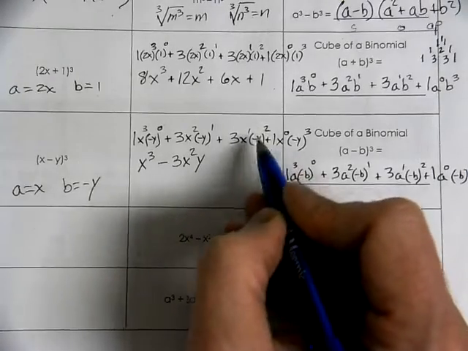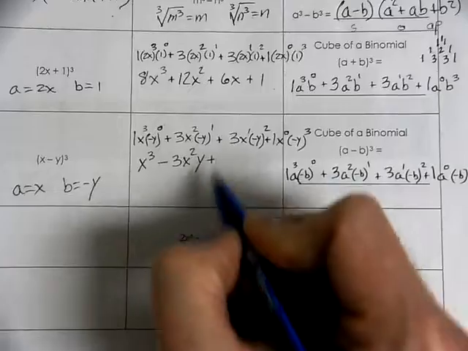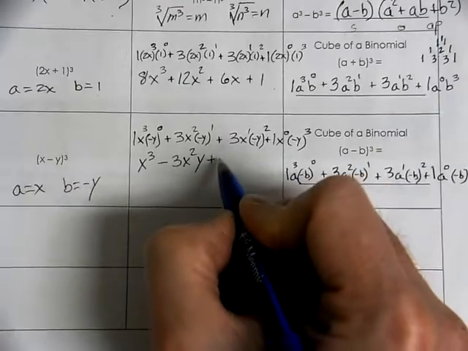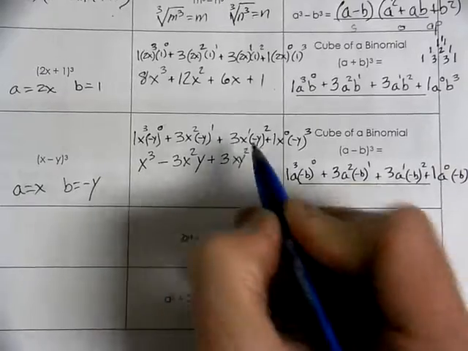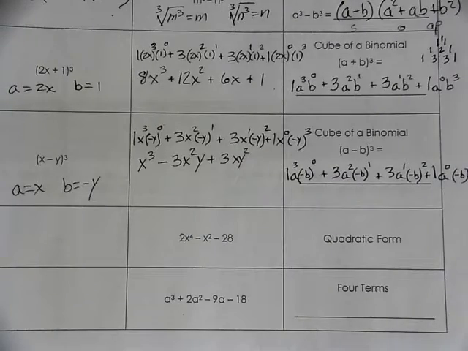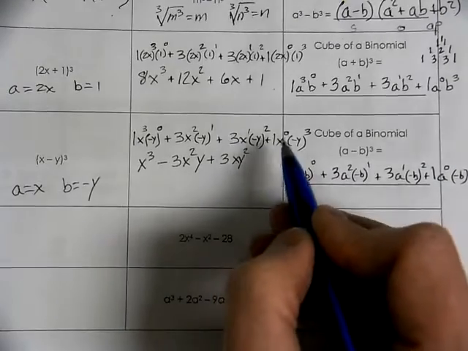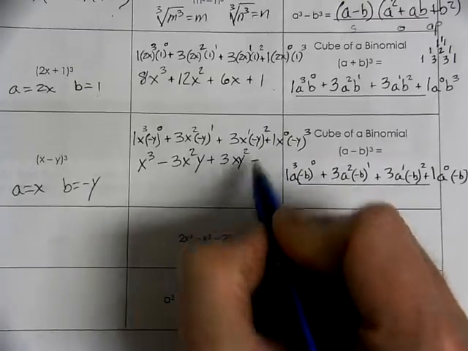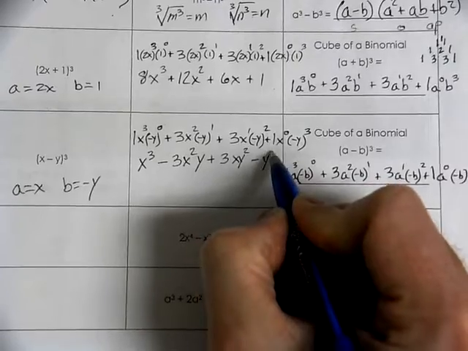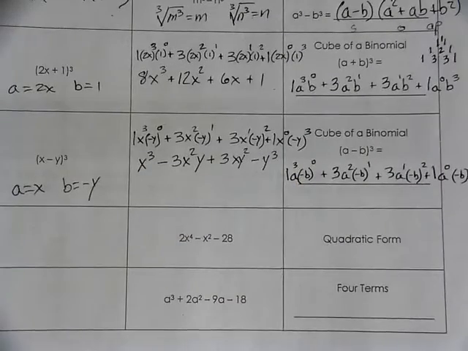When you square your negative, you're going to get a positive, so you'll be keeping your positive sign. 3xy squared. And then 1 times something cubed. A negative being cubed is going to be a negative y cubed. So we did it. So that's one method.